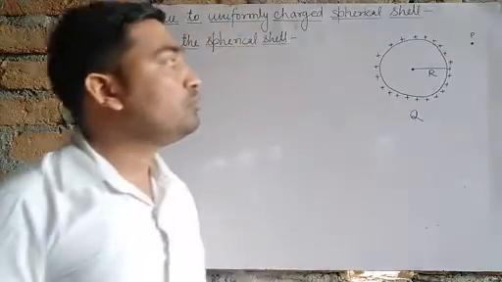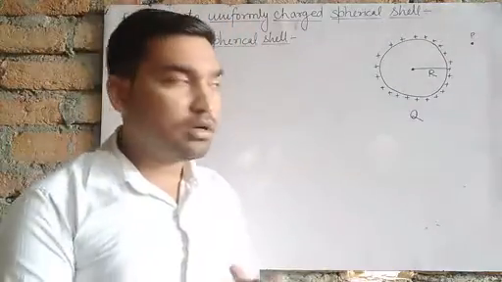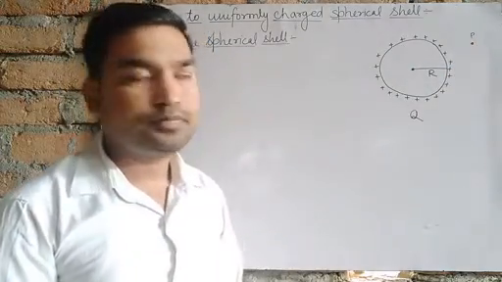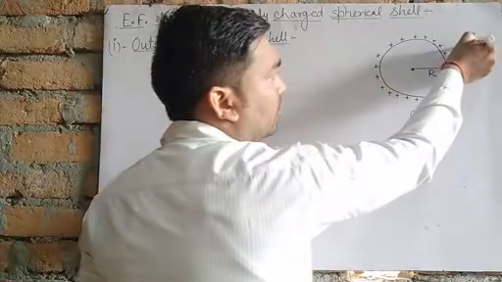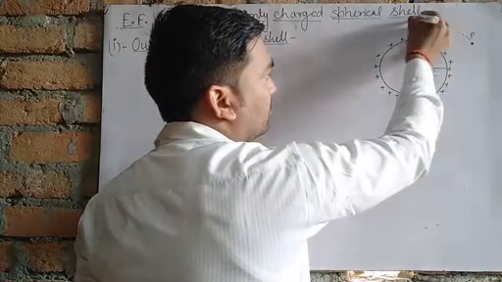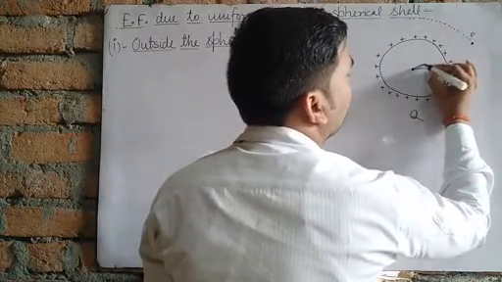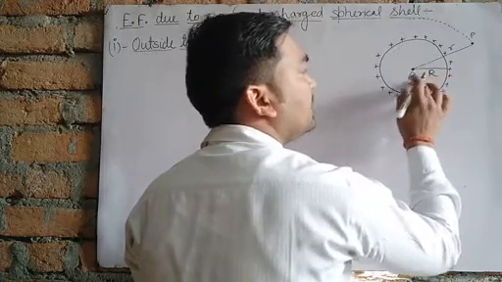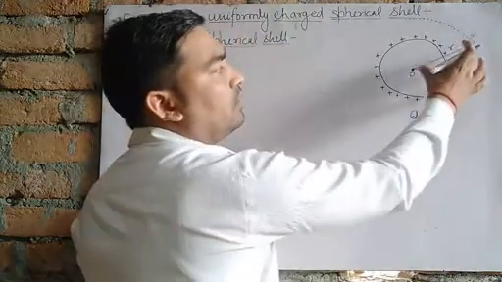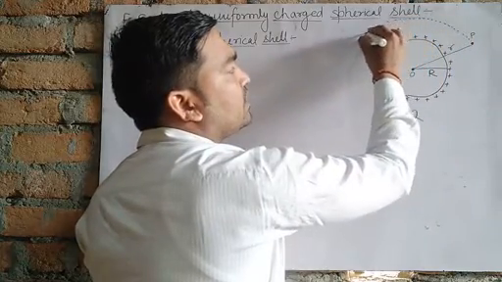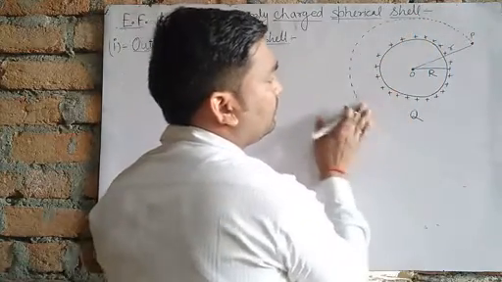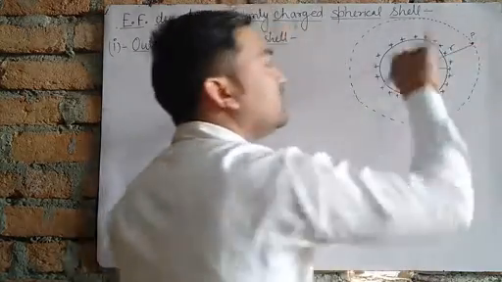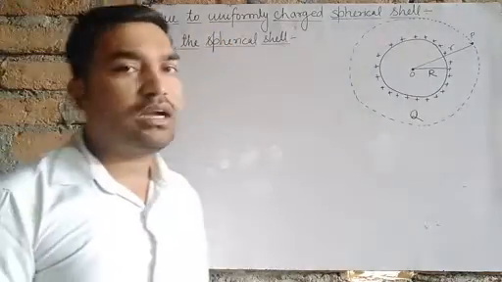Now, for using Gauss theorem, we have to draw a closed surface which contains the point where the electric field is to be found. Then we draw a sphere having radius small r, because r is the distance from the center of the sphere to point P. This is the closed surface, also called the Gaussian surface.